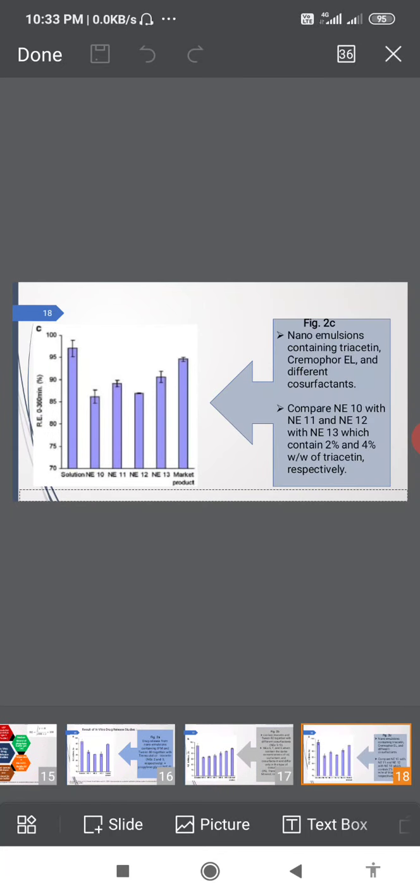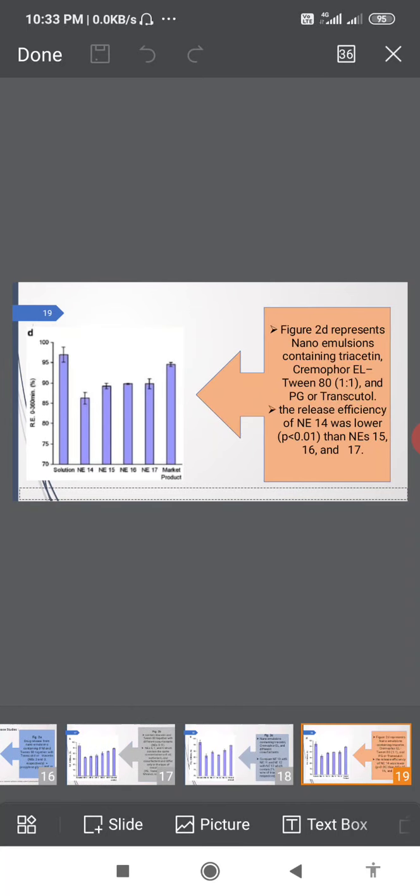Now figure 2c. The release efficiency of nanoemulsions containing triacetin, Cremophor and different co-surfactants. Now compare the release efficiency of nanoemulsion 10 with 11, and then compare nanoemulsion 12 with 13. When we compare these, we found that nanoemulsion 10 has 2% triacetin, while the other nanoemulsion has 4% triacetin in the formulation. So the formulation that has the maximum concentration of triacetin has the maximum release efficiency.